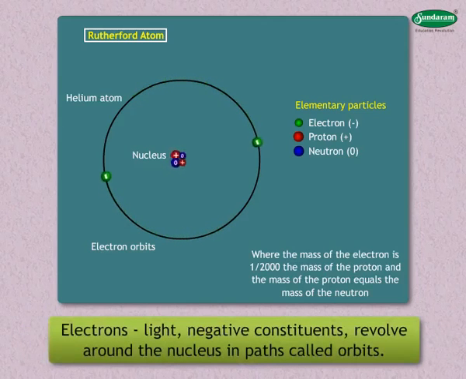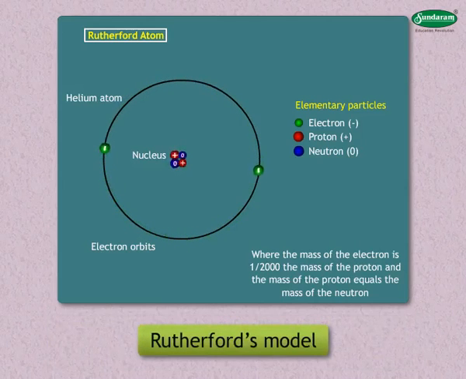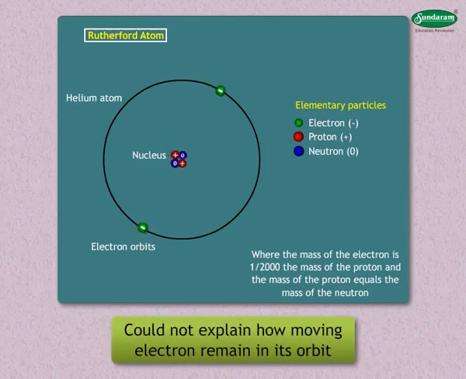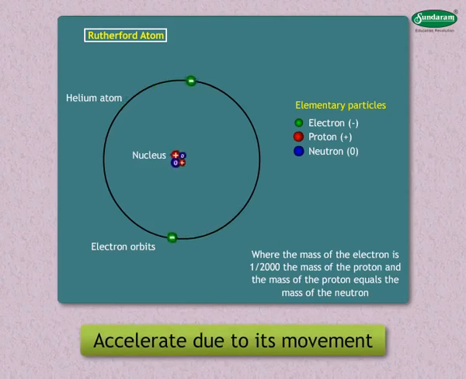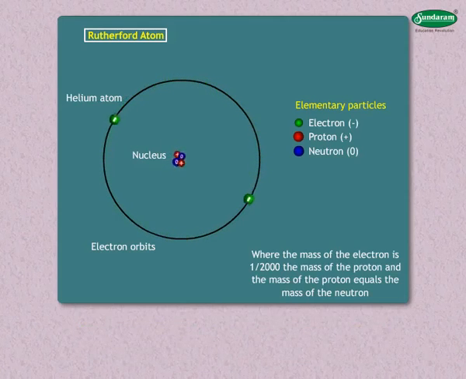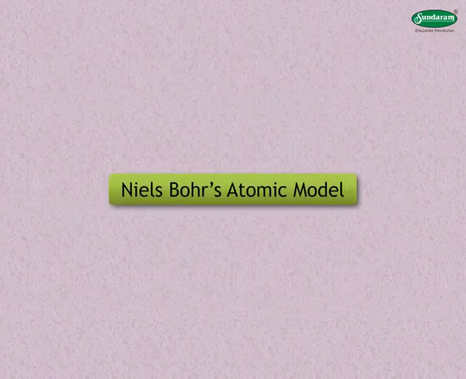2. The light negative constituents, called electrons, revolve around the nucleus in paths called orbits. This is much like a solar system where planets revolve around the sun. Rutherford's model has certain limitations. It could not explain how the moving electron would remain in its orbit, especially when it was a charged particle, and therefore it would accelerate due to its movement, finally moving closer to the nucleus and drop into it. The atom would not be stable, which in turn would mean that the matter would not be composed of unstable atoms.